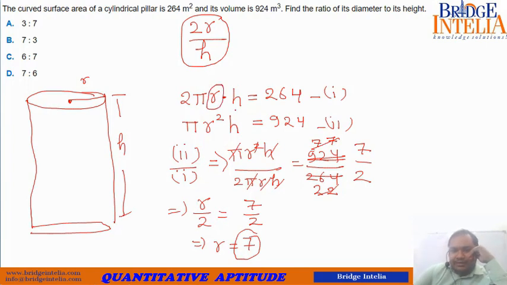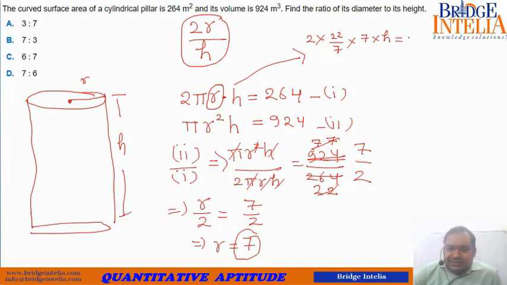So if r is equal to 7, you can substitute it here and find the value of h. So 2 into pi, that means 22 by 7, into r. R we now know is 7. We don't know what height is. So this is equal to 264. This 7 and this 7 cancel. So 2 into 22 is 44, so 44 h equals 264, so height is 6. So radius is equal to 7 and height is equal to 6.